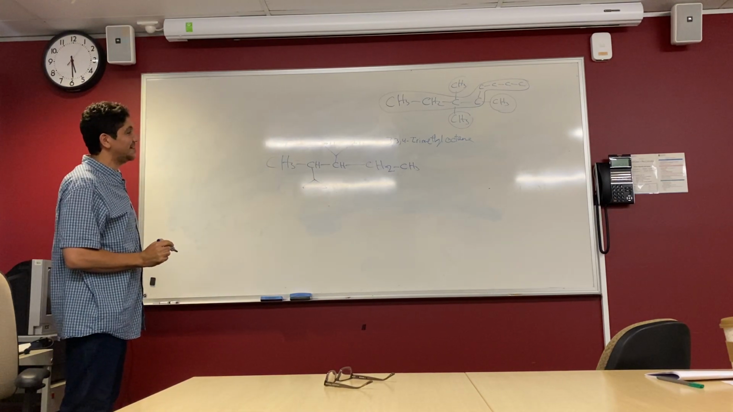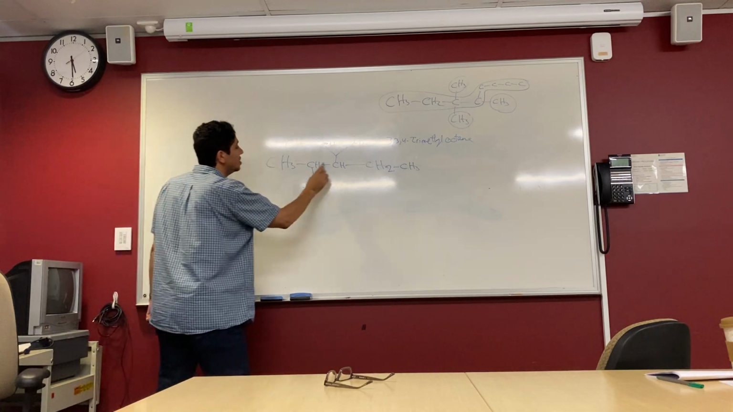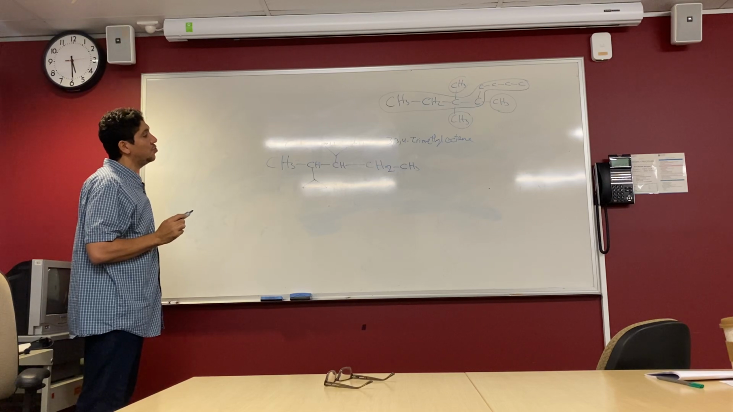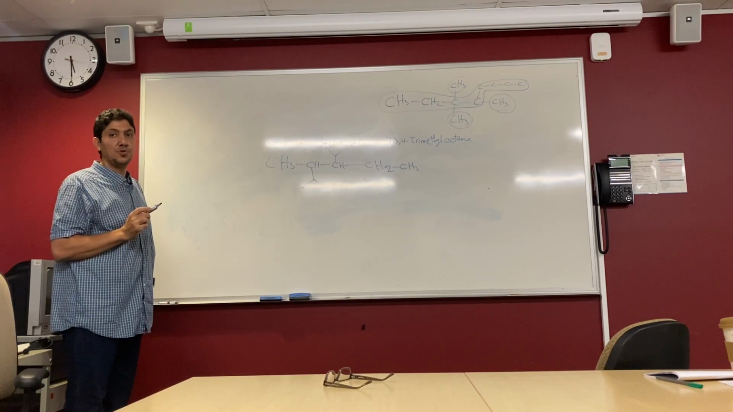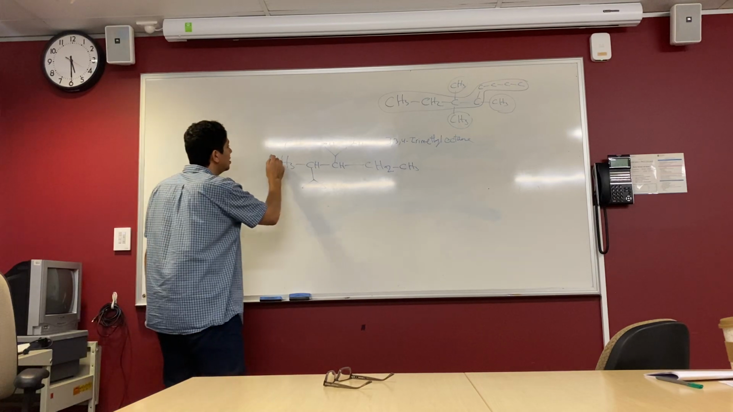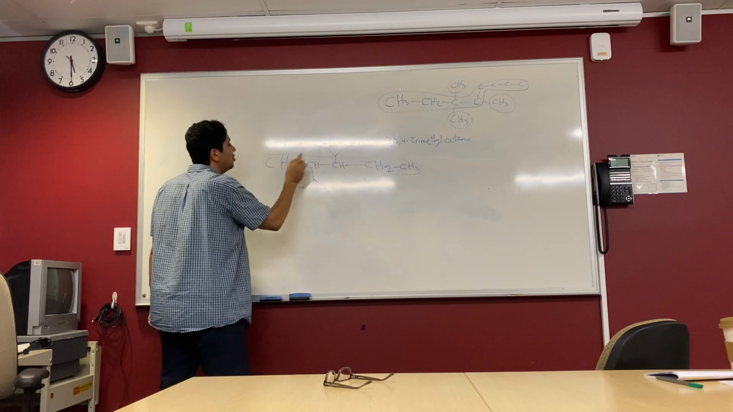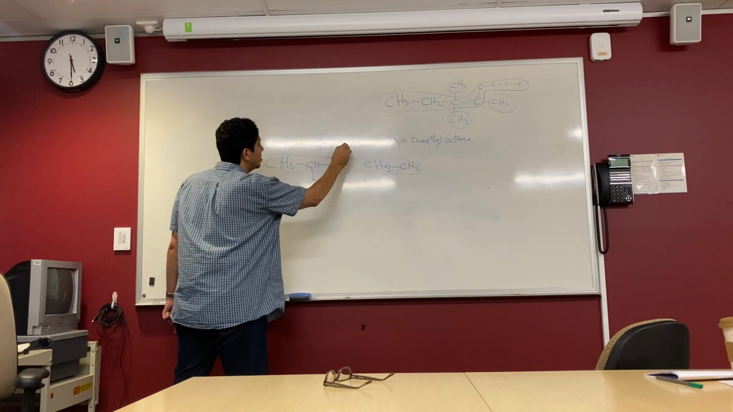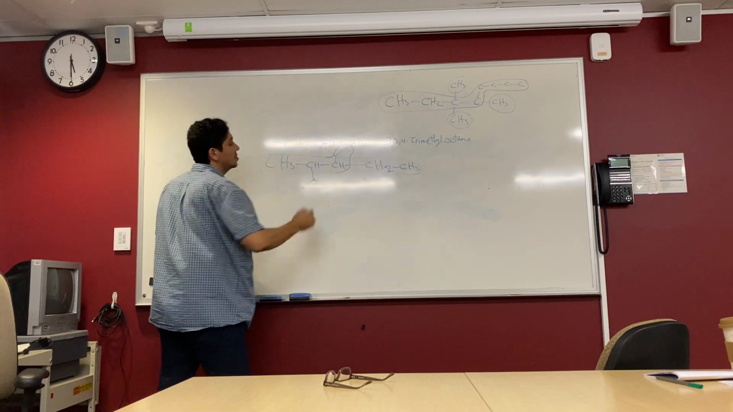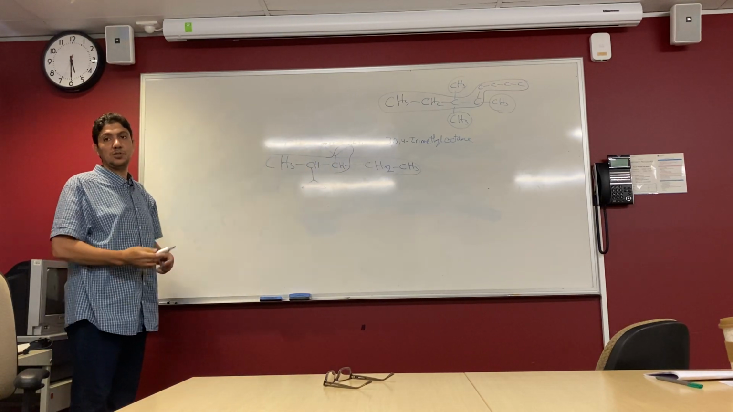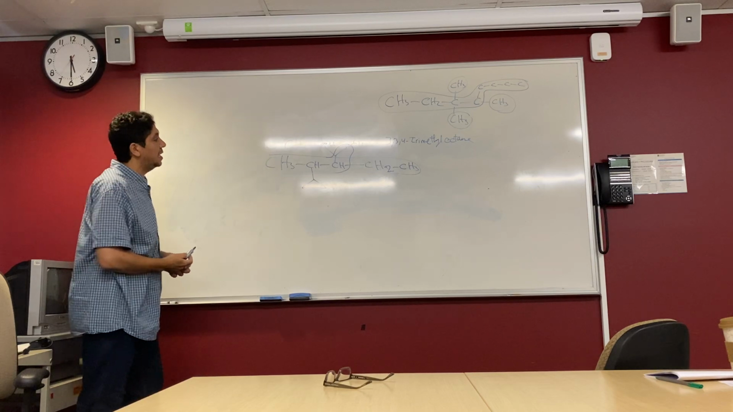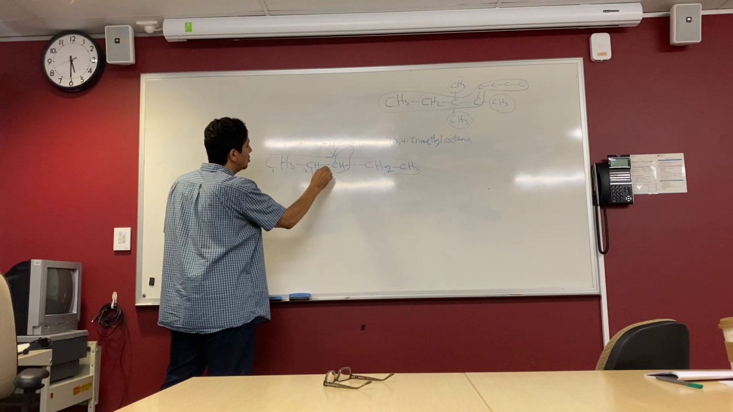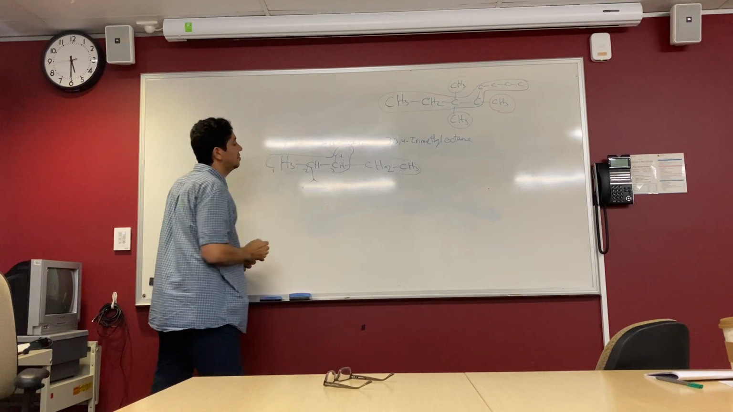So which is longer now? Take this one or take this one? The rule says take the more substituted one. So if we take this one, we have only 2 substituents, right? But if we take this one, we have 3 substituents. So we need to choose this one. Okay? And numbering starts from here. 1, 2, 3, 4, 5.